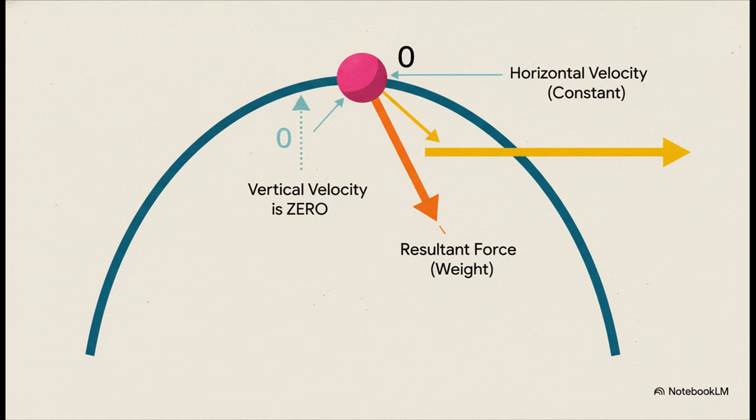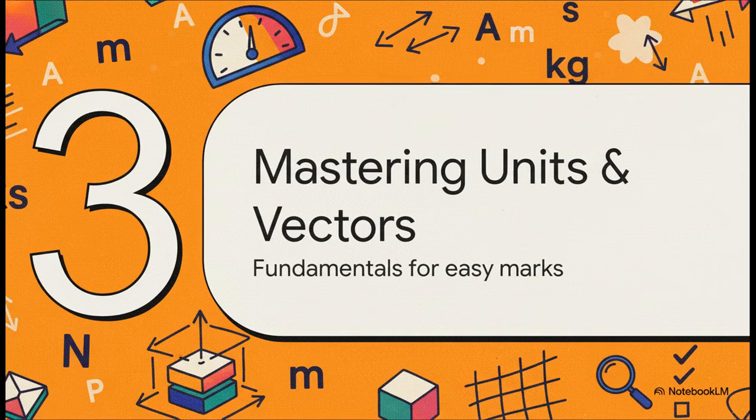Let's talk about a projectile right at the very top of its arc. What's going on? 3 things you need to know. 1, its vertical velocity is 0 for just an instant. 2, its horizontal velocity is still going strong. It hasn't changed. And 3, the only force acting on it, the resultant force, is just its weight, pulling it straight down.